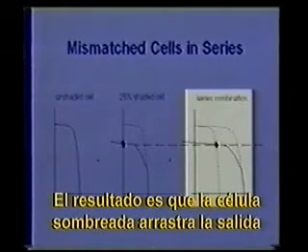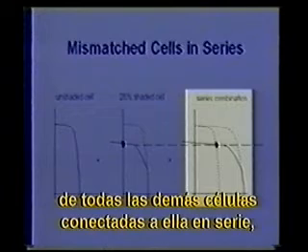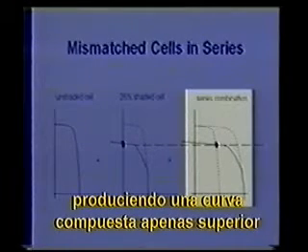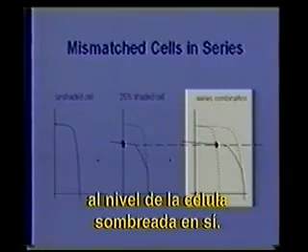The result is that the shaded cell drags down the output of all the other cells connected to it in series, producing a composite curve that's just slightly above the level of the shaded cell itself.